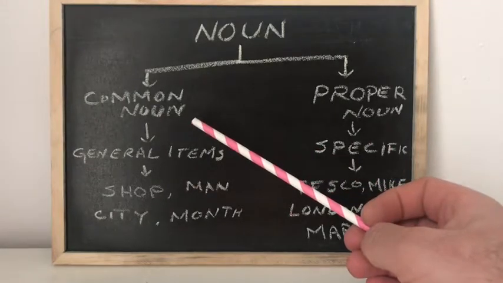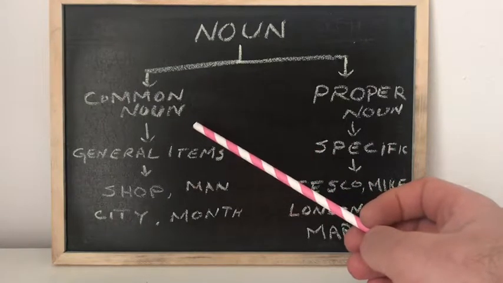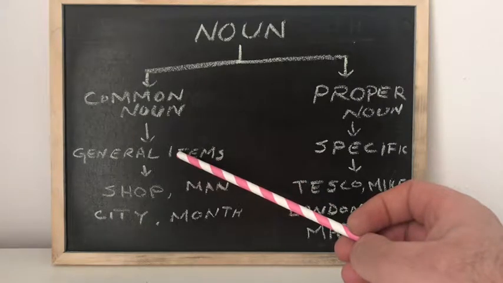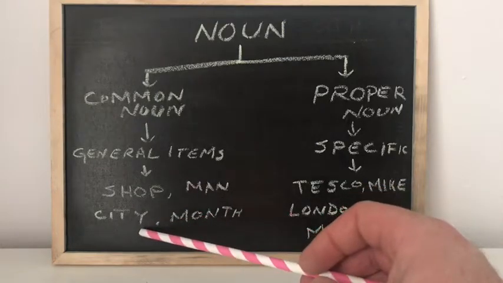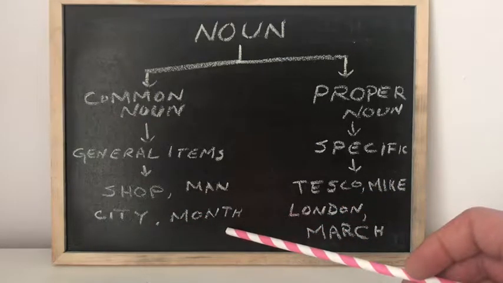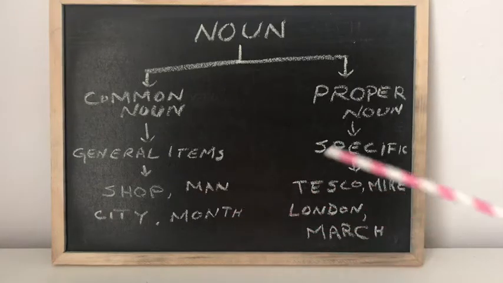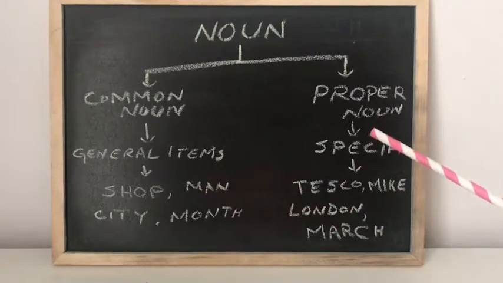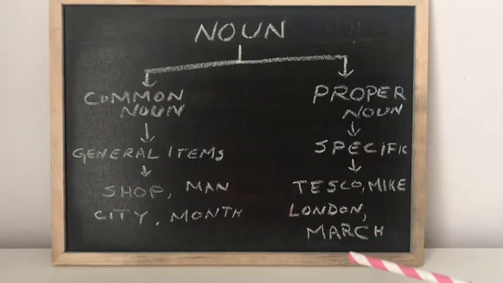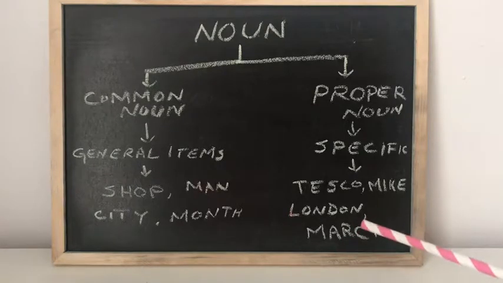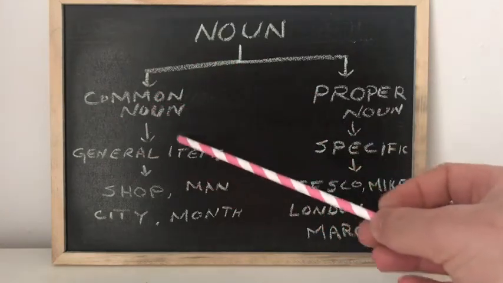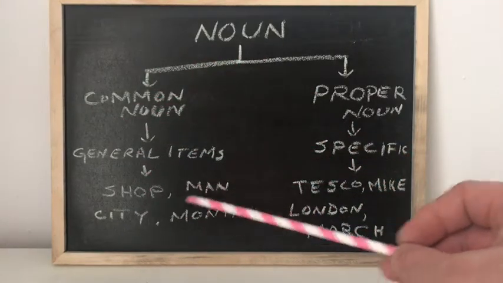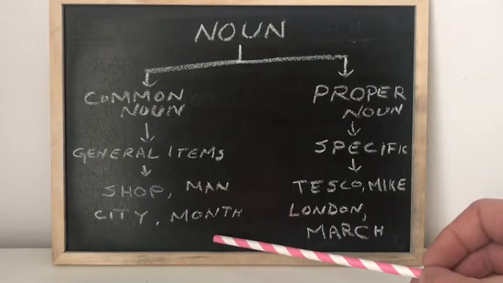Common noun is a word used to name general items such as shop, man, city, month. Proper noun is a name used for an individual, person, place, organization, shop. When it comes to common noun, the examples are shop, man, city, month. These are common.